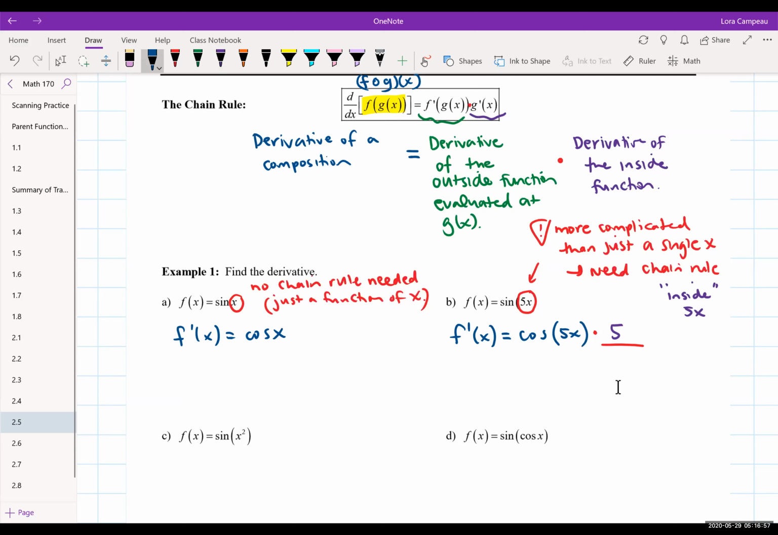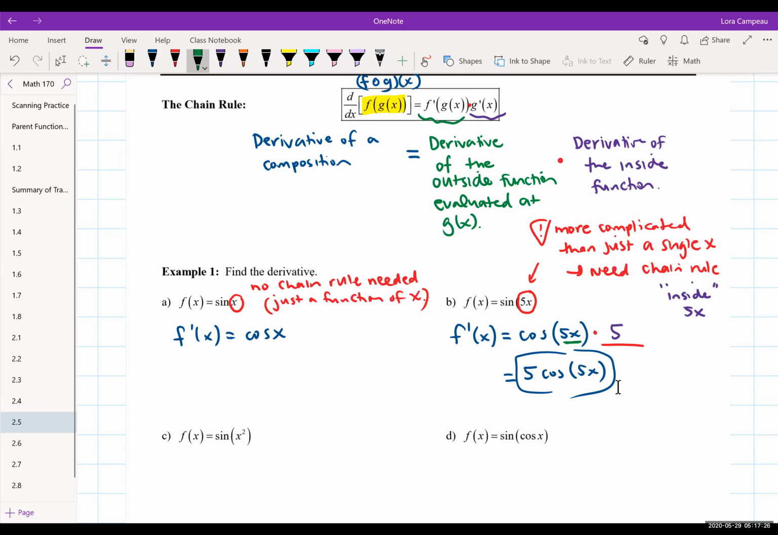Sometimes you want to clean it up a little bit. A lot of people like to put their factors in front of the trig function. So we would have 5 times cosine of 5x. So that's the derivative of the outside function evaluated at g of x, that's why we're using the 5x over again, times the derivative of the inside function. If you know the derivative of the inside function, that's what we're multiplying it out.